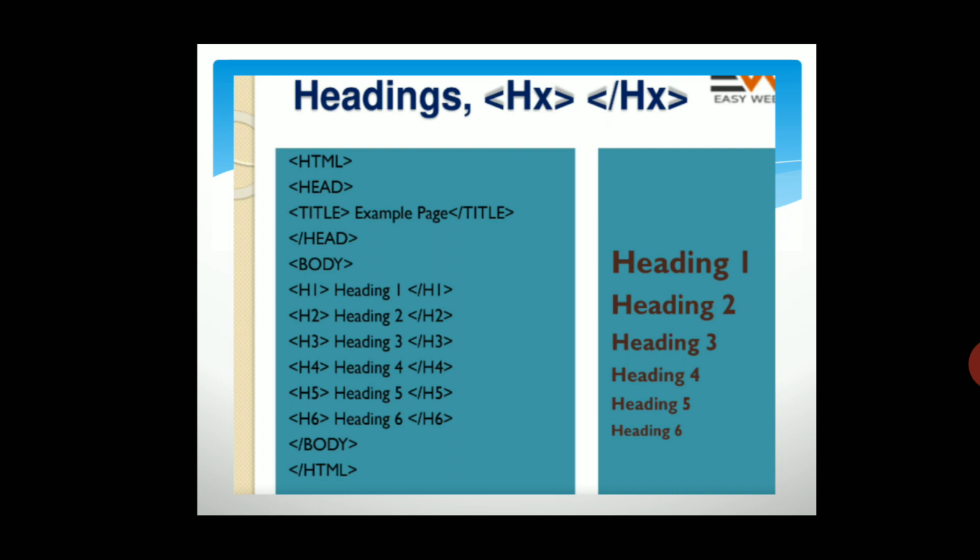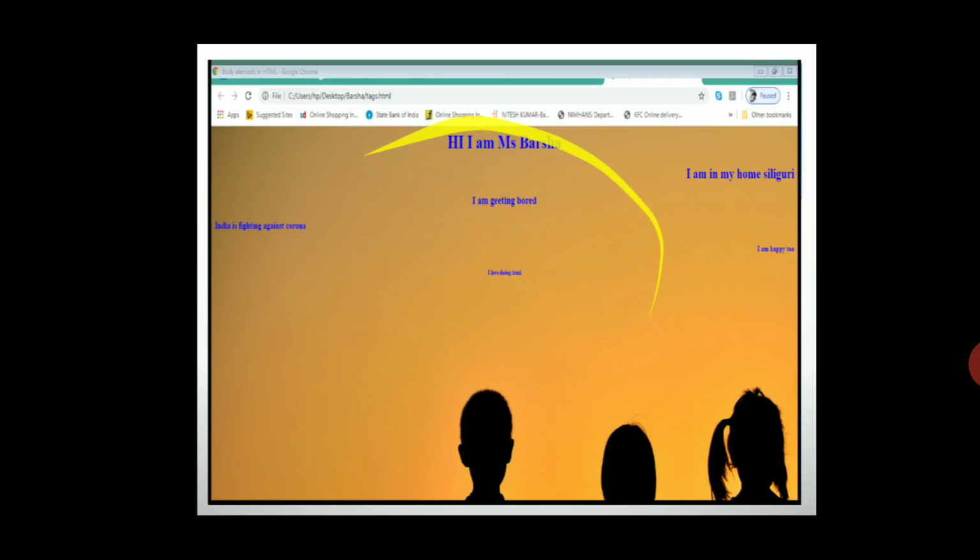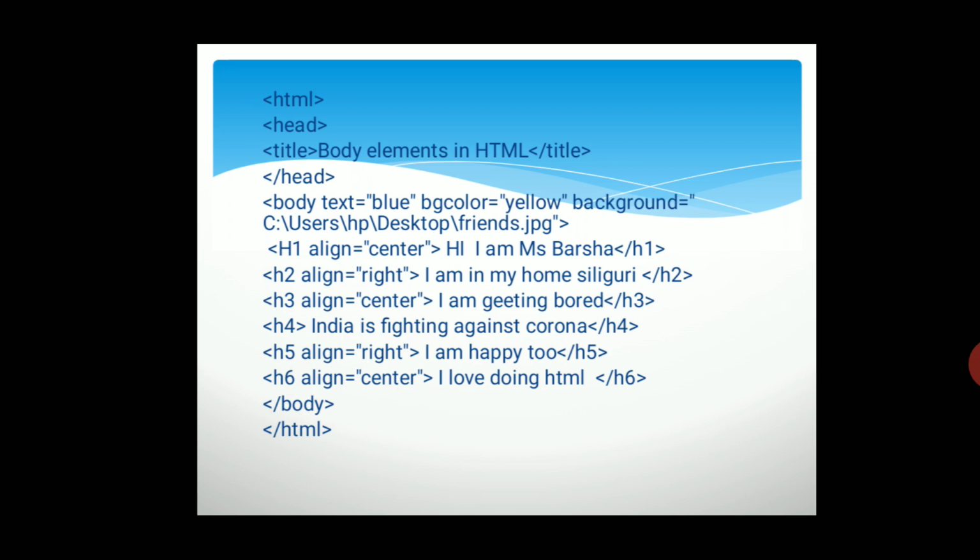See here the example of the heading tag. Inside the body tag, I have used H1, H2, up to H6. And how it will look: see here, heading 1 is the biggest, the highest level, and heading 6 is the smallest level. So it will look like this. This is the code I have written here, and you have to write this code in Notepad or the app you have installed, Sololearn, and you can see the output.